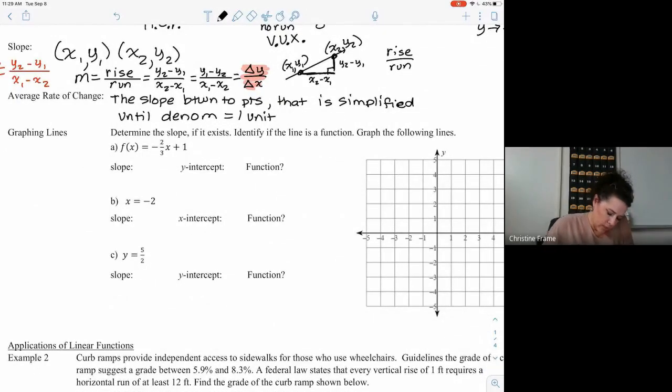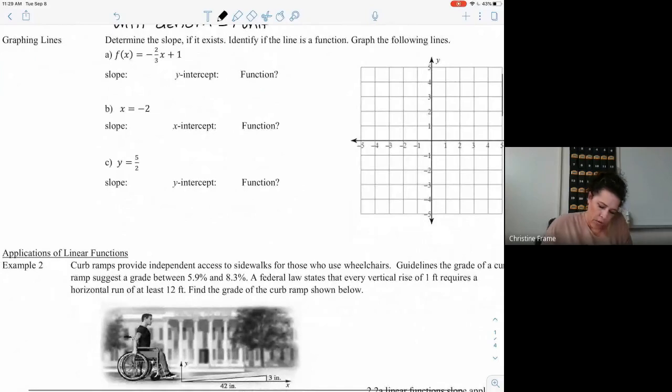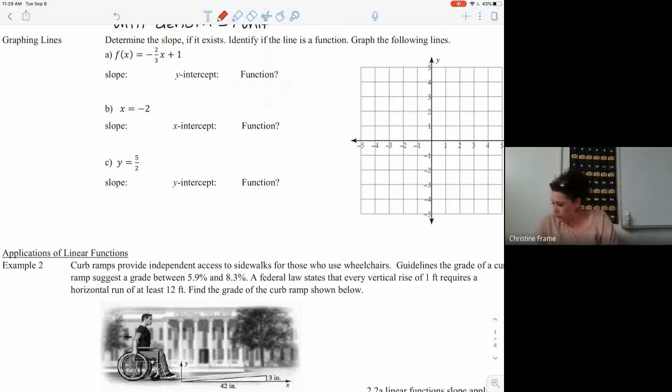Okay, so let's take a look at just a little quick refresher on graphing lines. Okay, so here we have determine the slope if it exists, identify if the line is a function, and graph the following lines. So we'll start off with A. We'll do this one in red. Okay, so here we have f of x equals negative 2/3 x plus 1. That looks a lot like y equals mx plus b to me. So here's my slope, negative 2/3.